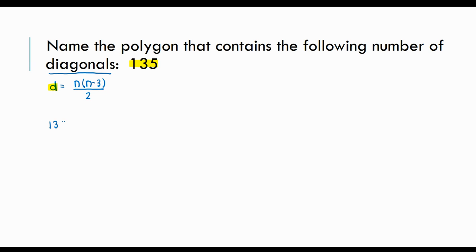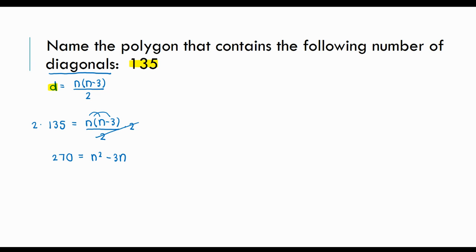So we're going to set it up as 135 equal to n times n minus 3, all divided by 2. To get rid of that division, I'm going to multiply both sides by 2 first. 2 times 135 is going to give me 270. That's going to equal me distributing the n from the numerator. N times n is n squared. N times negative 3 is negative 3n.